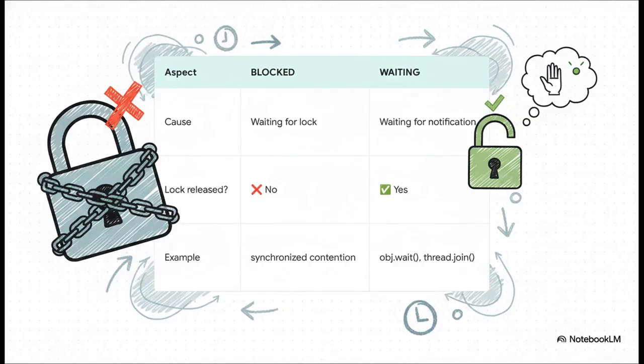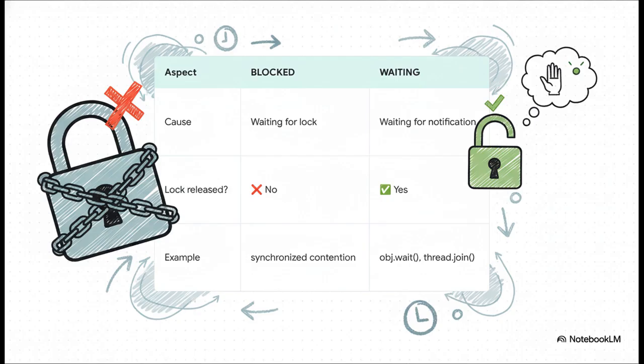Okay, let's put blocked and waiting side by side, because this distinction is absolutely critical for your interview. Remember, blocked is about fighting for a lock that someone else has. Waiting is about politely waiting for a signal. But here is the single most important difference. A blocked thread holds on to any locks it already has.